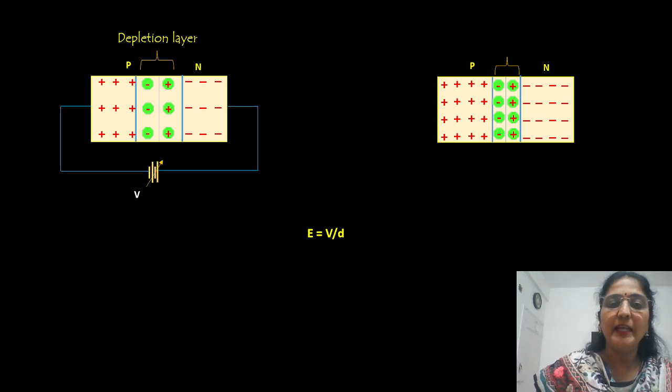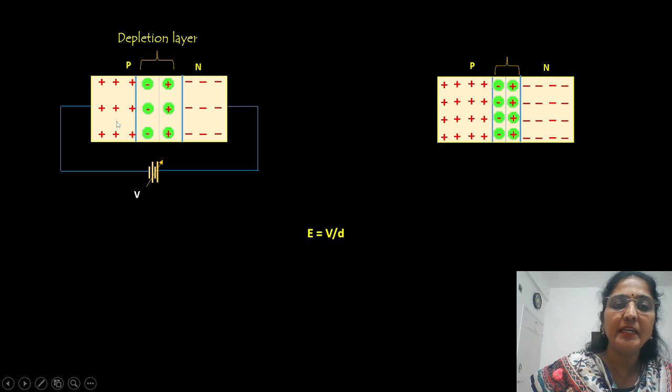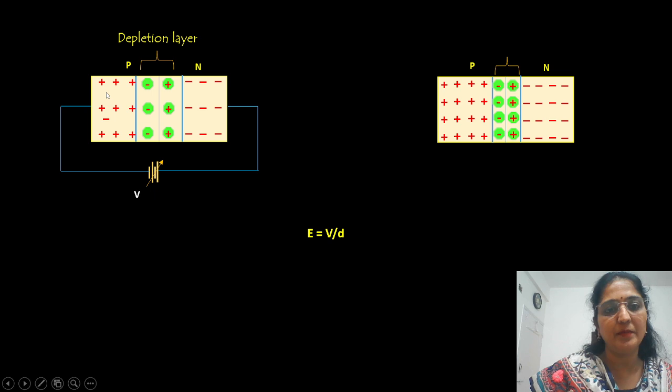So how does normal breakdown happen? When we apply reverse voltage to the PN junction diode, some minority carriers are present in both regions. These are the minority carriers. It is expected that in P type material only positive charge carriers are present, but because of some impurities, minority carriers are also present.